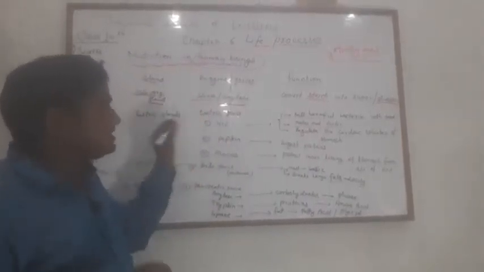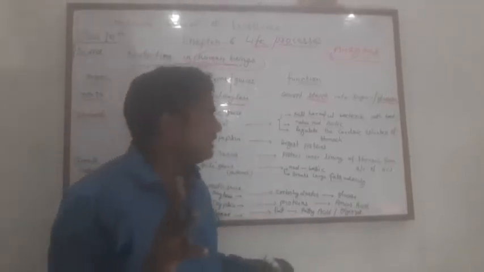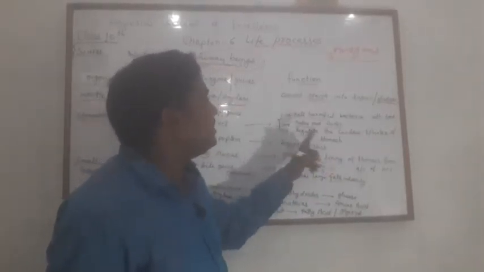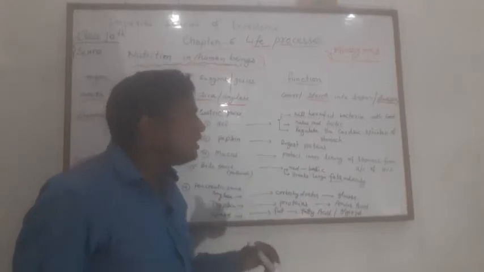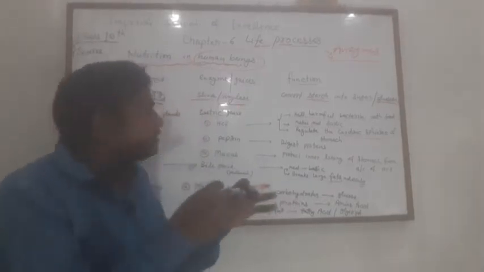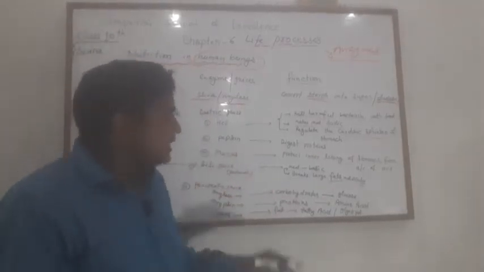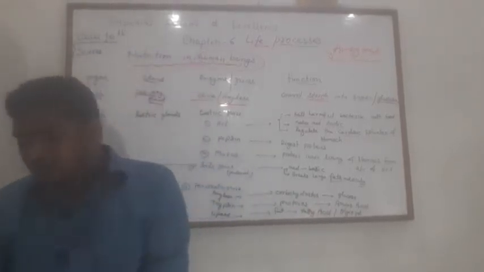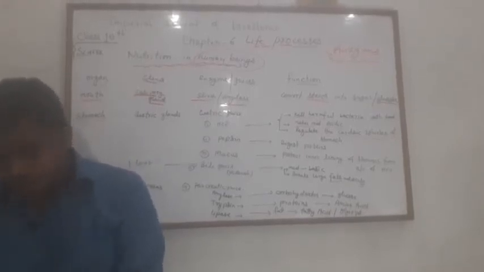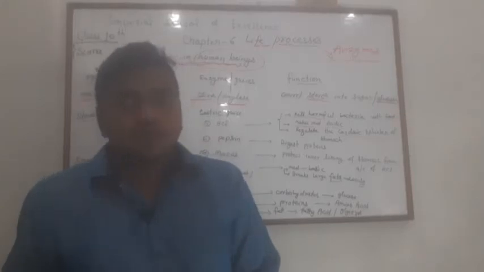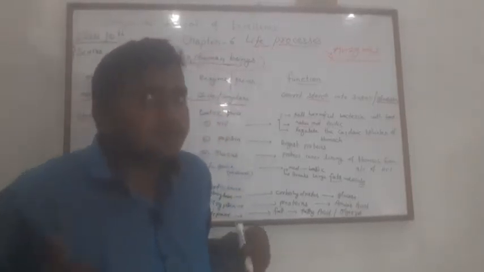These are the functions of HCl only. So HCl performs three functions. One, it kills the harmful bacteria with the food; two, it makes the medium acidic; and three, it regulates the cardiac sphincter muscles of the stomach. Means ये एक तरह की stomach की muscles होती हैं which perform a movement. Sphincter muscles are muscles which help in the exit of food from the stomach. So there is some kind of movement in the stomach muscles.